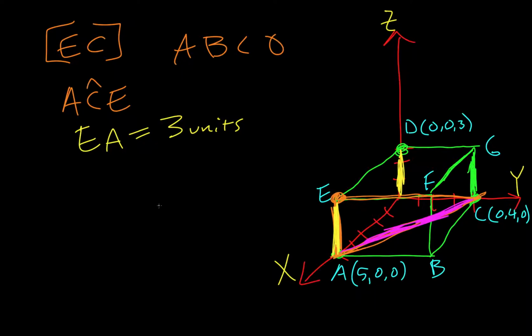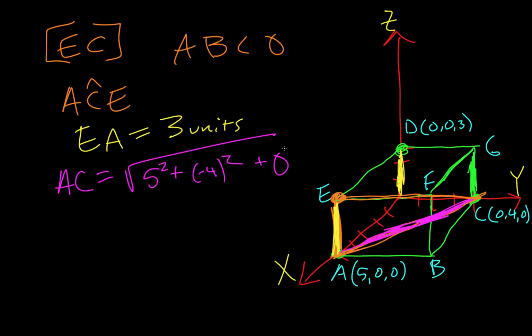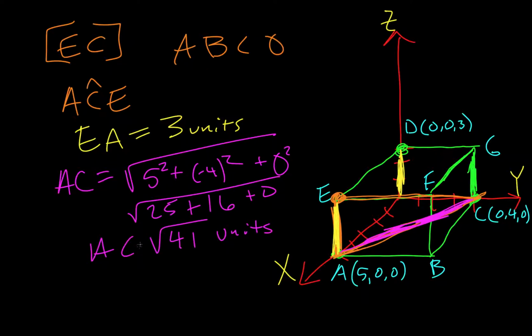So if we want to do AC, we can use the distance formula. We're just going to take the difference. So I'm going to do A minus C. So 5 minus 0 is just 5. Then 0 minus 4, negative 4. 0 minus 0 is 0. So we do that. It's 25 plus 16 plus 0. So that's going to be the square root of 41 units. So AC is that length.